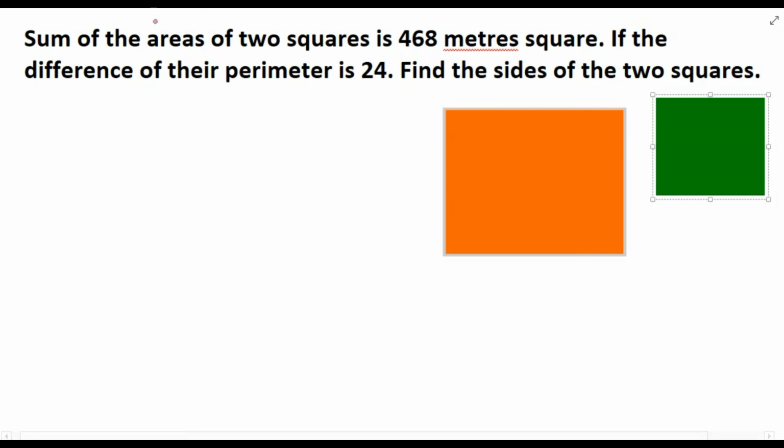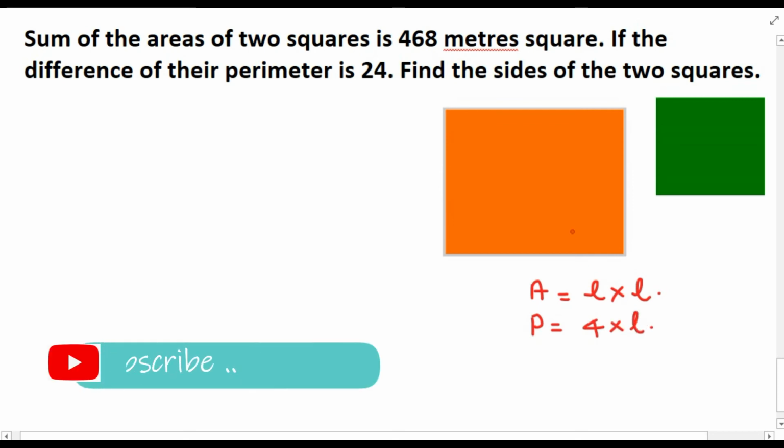So next question, sum of areas of two square is 468 meter square. If the difference of their perimeter is 24, find the sides of the two squares. You can see one small square and one big square, and we know that in square all the sides are equal, and area of the square is length into length, and perimeter of the square is 4 into side or 4 into length. So we will take side of these two squares be x and y meter.